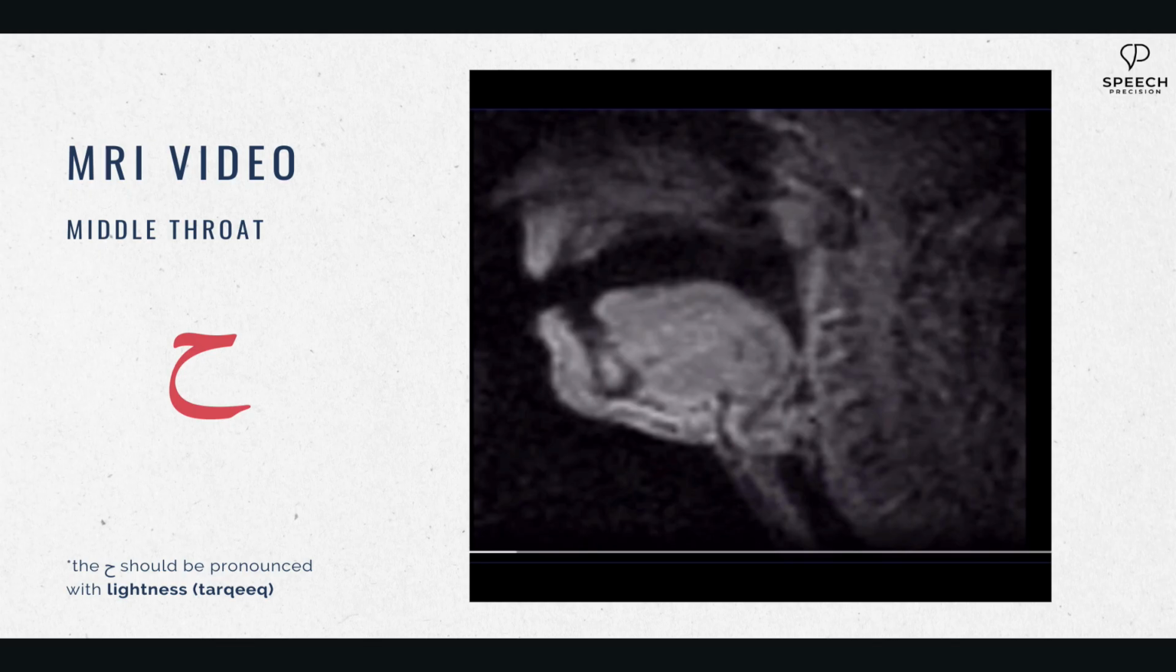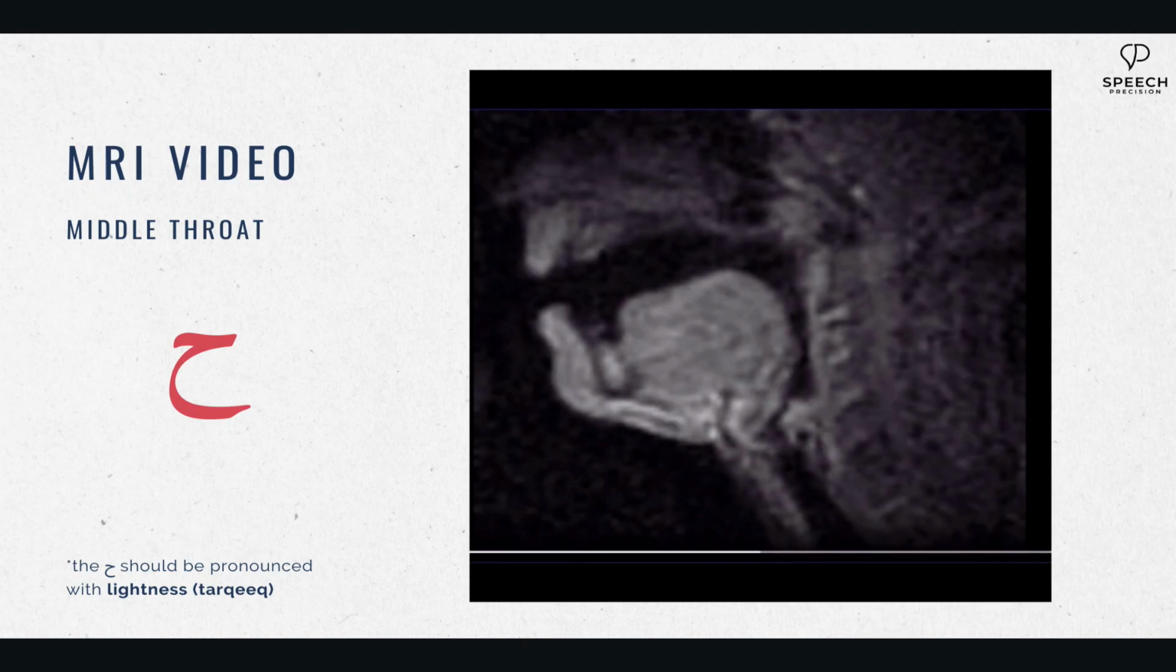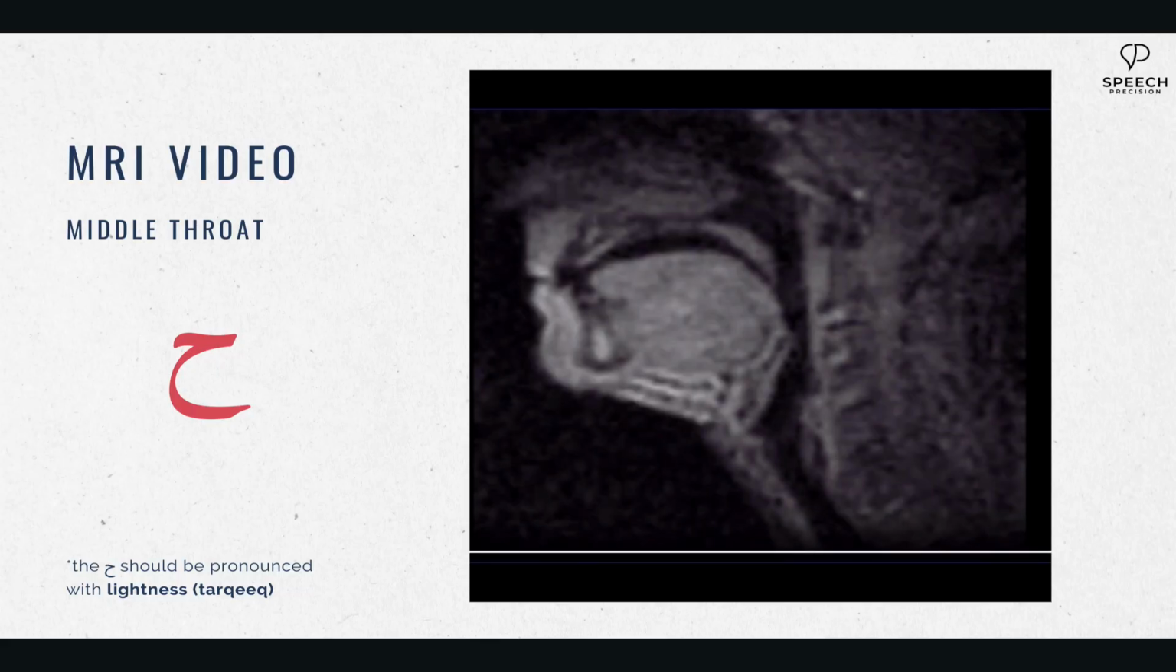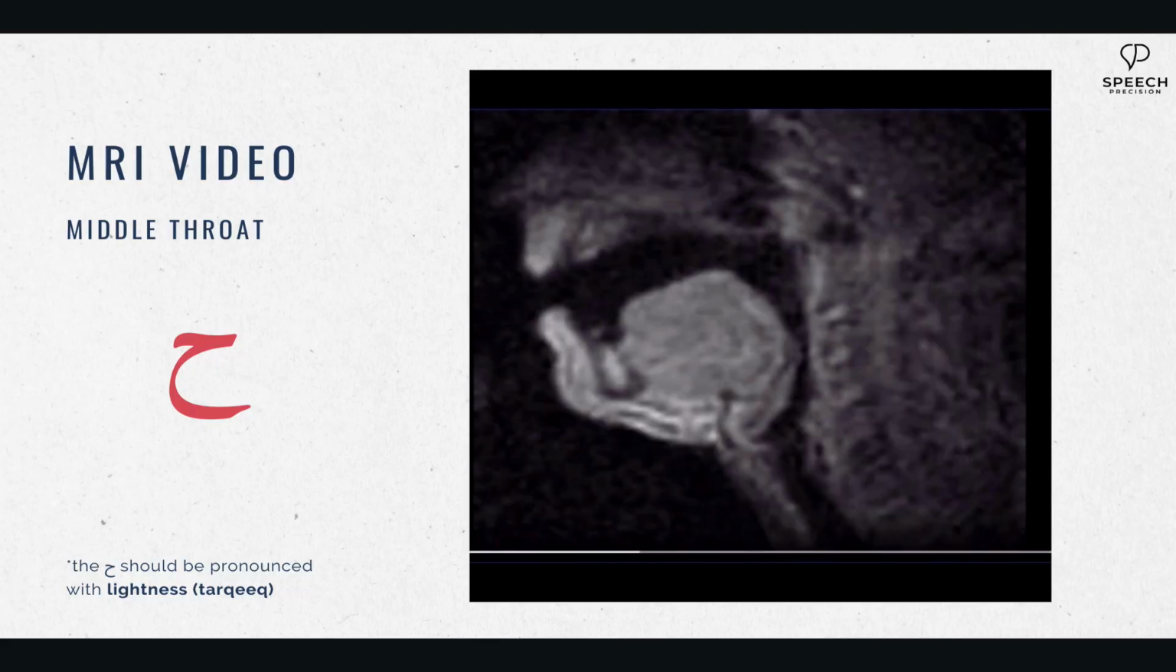Now let's look at the ha sound. So this is again going to look very similar to the ayn. We're looking at the middle of the throat. Aha. Right here, you're seeing that this space is very narrow. So the tongue and the epiglottis moved back, and the space in the throat is narrow, producing that ha sound.